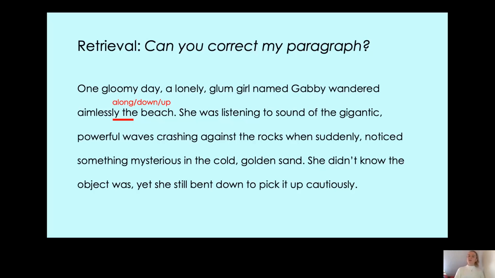So what I'd like you to do is pause the video and have a look to see if you can find all of the missing words and if you can add a word in where one is missing. Pause the video now and have a go.